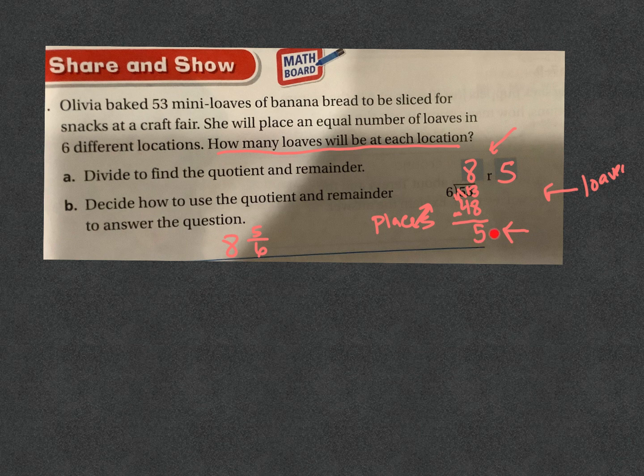Or maybe I take those 5 home and eat them myself. Depends on what kind of pumpkin or what kind of mini loaves. Oh, it's banana bread. Yeah, banana bread's gone home with me. I'll take those extra 5 home if they want to be even.